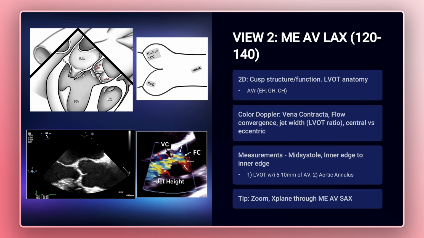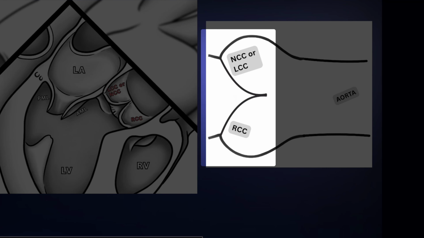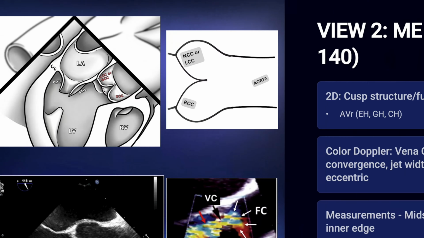Some of the tips here to get your best possible image are to use the zoom function to focus on just what you want to measure or evaluate, and also X-plane through the exact part of the mid-esophageal aortic valve short axis that you want to see. When you're looking at these echo clips, the right coronary cusp will always be on the bottom, but it could be the non-coronary cusp or the left coronary cusp that you see on the top.